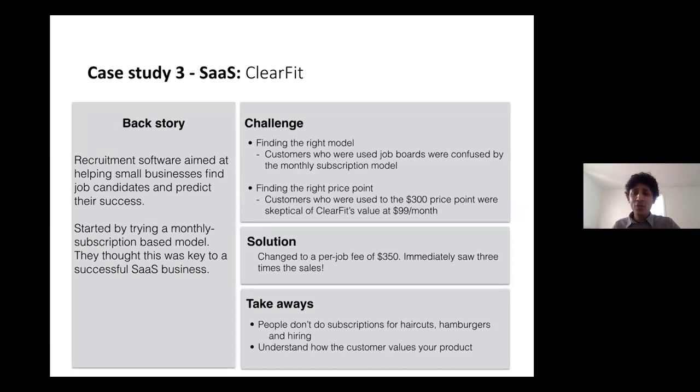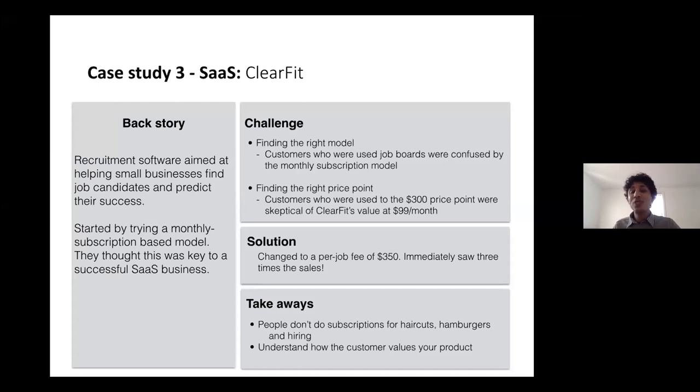And also, they were used to these job boards. Usually these small businesses post a job posting on a job board. Each job posting costs about $300. And then they get their candidates and interview them, and that's it. So they're so used to this model, they did not want to move to this $99 per month subscription. They were like, why do I want to pay $99 a month? And the other thing that was really weird for them is they were so used to this $300 price that when they looked at $99 from ClearFit, they were a bit skeptical of the value, right?